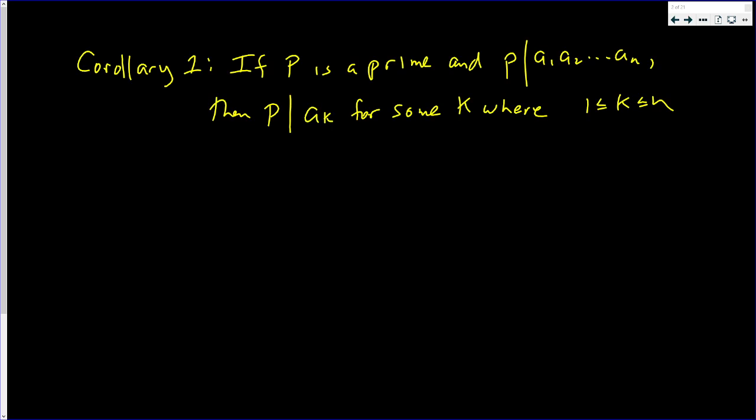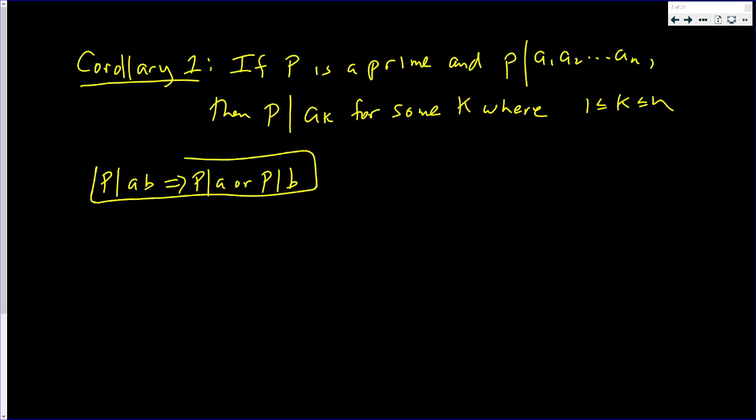In this video, we're going to prove two corollaries of the previous theorem. The previous theorem said that if P divides AB, and P is prime, that guarantees that P divides A or P divides B. Now we're saying that if P divides a whole product of integers, then P must divide at least one of them. We're going to do this by induction.